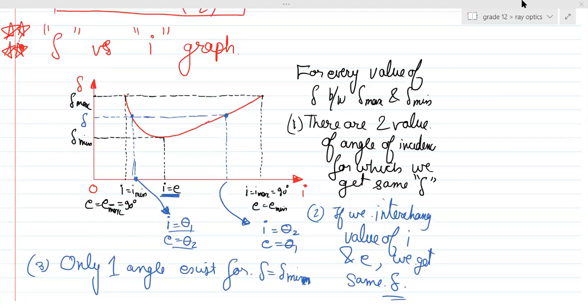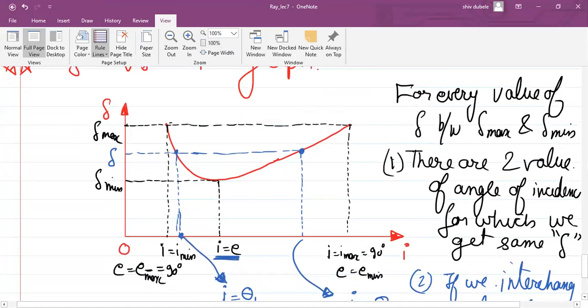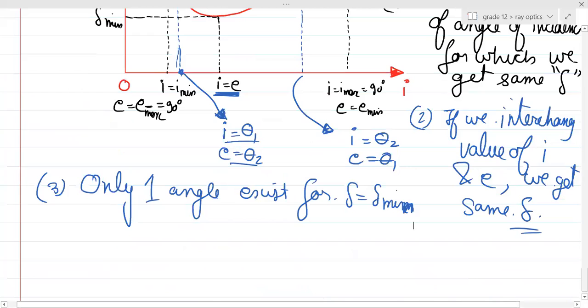Yes, guys, done. Everyone done? This graph is what we have drawn for that function which we wrote now, delta is equal to f of I. The graph is for that. Anyways, next heading, thin prisms.